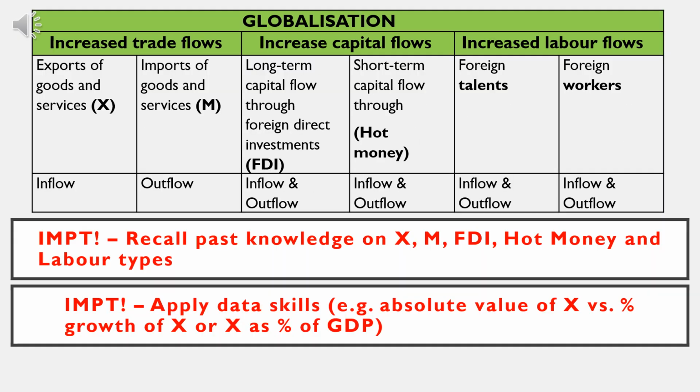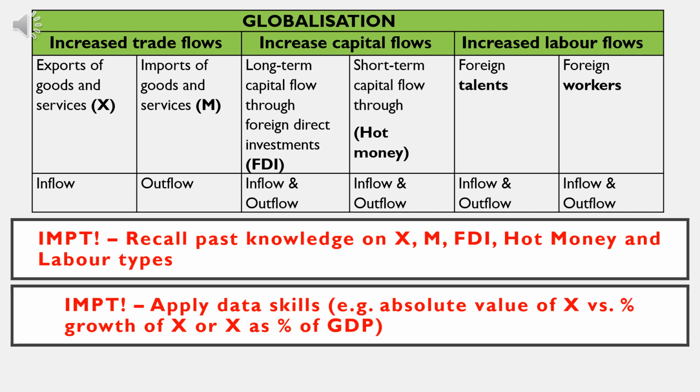Now, while the definition of globalization may be simple and straightforward, there are two skills that might be useful for you to tackle any possible questions that could be expanded on this simple definition. Firstly, it is important for you to recall the past knowledge on export, import, FDI, hot money, and labor. This is because these components can affect your macro objectives. For example, X, M, and FDI, we all know are components of AD. And when AD changes, it can affect your macro objectives, such as economic growth through RNY and price stability through GPL.